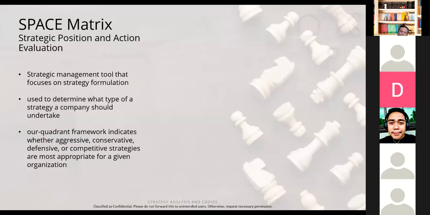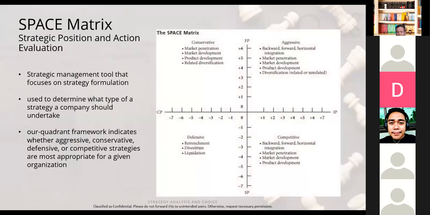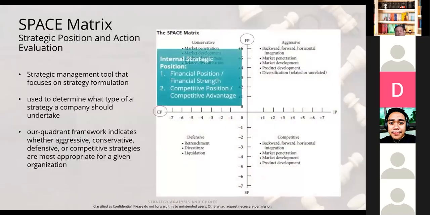The SPACE matrix can be used as a basis for another analysis, such as the SWOT analysis, BCG Matrix model, industry analysis, or assessing strategic alternatives, like the IE matrix. Here is an example of a SPACE matrix. The axes of the SPACE matrix represent two internal dimensions, the FP and the CP, but sometimes they are called FS or CA. So FP means financial position, FS means financial strength, which is the same. And competitive position is also called competitive advantage.